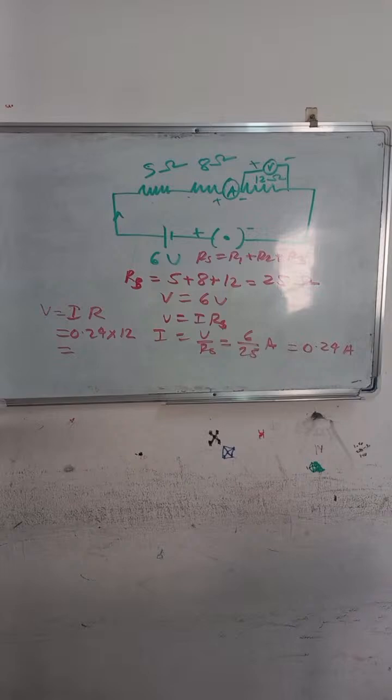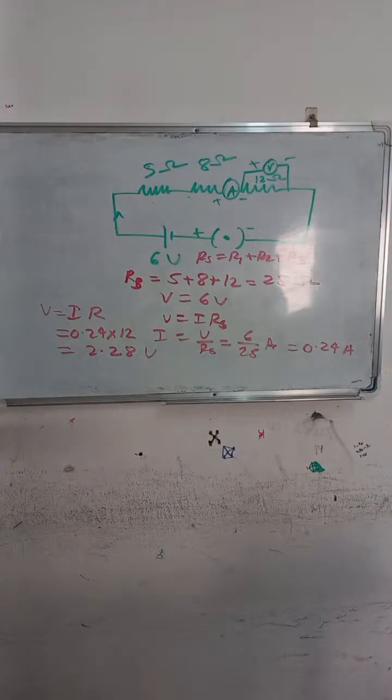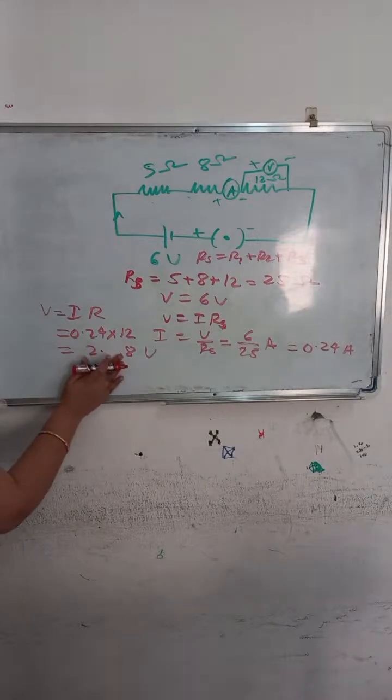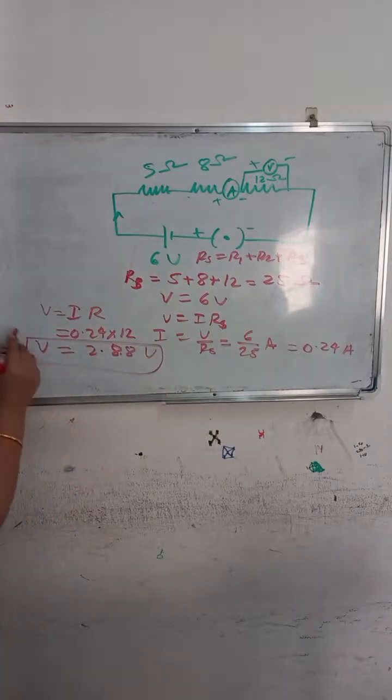0.24 into 12 is nothing but 2.28 volt something. Check once. Not 2.28, 2.88 volt is the voltage. Okay, so this is the answer.